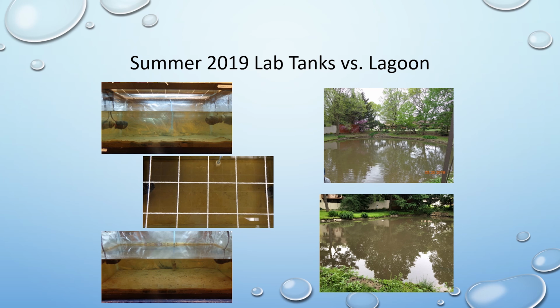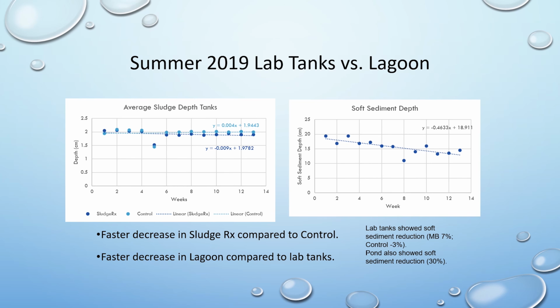The pond was also treated with 12.5 pounds per acre of Sludge Rx once a month for 3 months during our summer. So summer of last year, there was only a slight reduction of sludge depth in our tanks, about 7% reduction in the Sludge Rx tanks, and the reduction was slightly faster in the tanks treated with Sludge Rx compared to the control tanks. The control tanks had about a 3% sludge increase in this test. So just a note, the tank water in these tests was replenished weekly with water from the pond that the sludge was from.